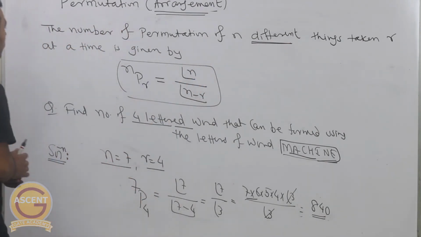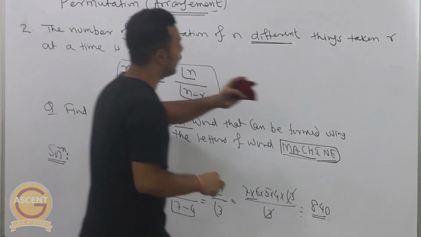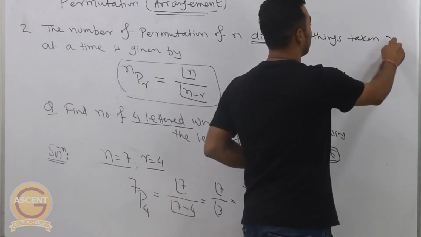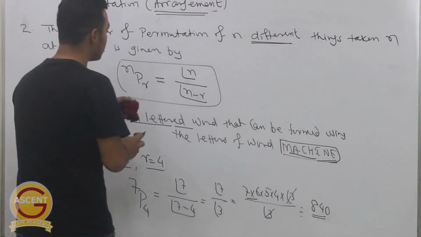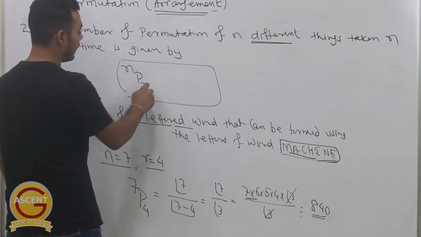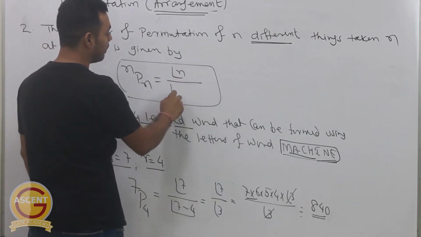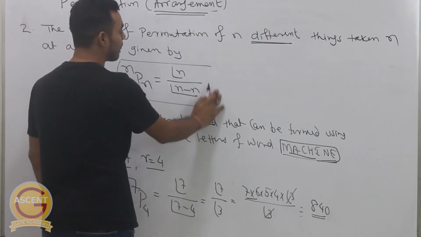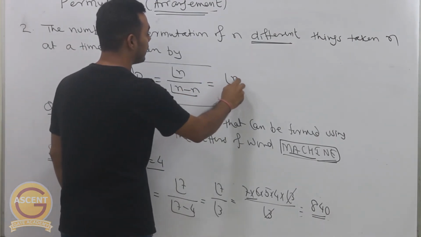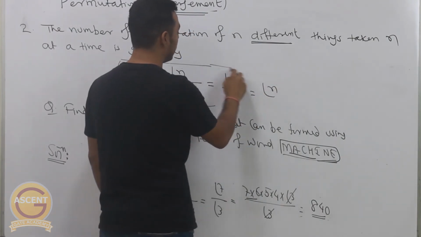Now this was the first theorem. The second one is the number of permutations of n different objects taken n at a time. Okay, this is the second theorem. So the number of permutations of n distinct objects taken n at a time is given by nPn, and this nPn will be nothing but factorial n by factorial n minus n. Now factorial n minus n will be factorial 0. Factorial 0 is 1, so this will be factorial n.